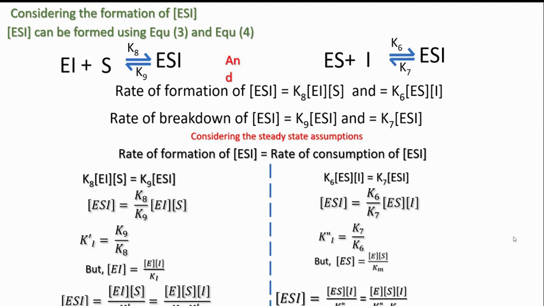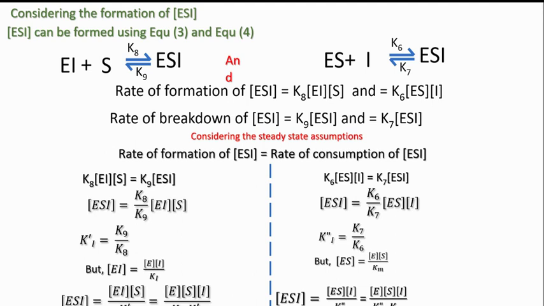So when we consider the steady state assumption, where we say rate of formation of ESI will be equal to the rate of breakdown, since we are dealing with ESI, we are going to be looking at it side by side. Okay, so it is either we consider K8 multiplied by EI multiplied by S being equal to K9 multiplied by ESI, or we'll be looking at K6 multiplied by ES multiplied by I is equal to K7 multiplied by ESI. Okay, now this constant K8 over K9 is an inhibitor constant which we introduce, and we call it Ki prime. Now for the other side, we call it Ki prime prime, just for us to differentiate it.